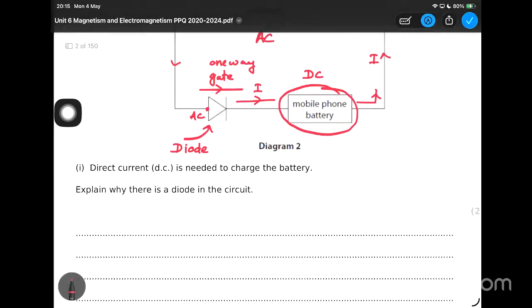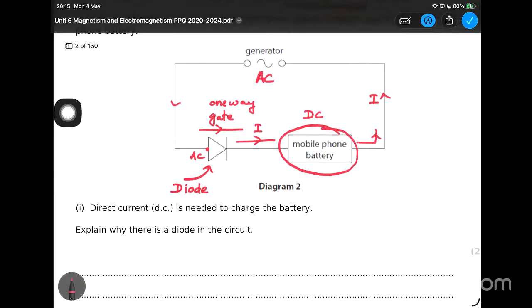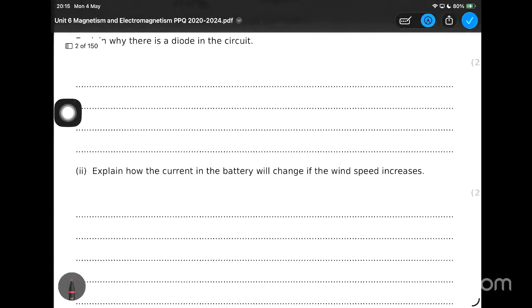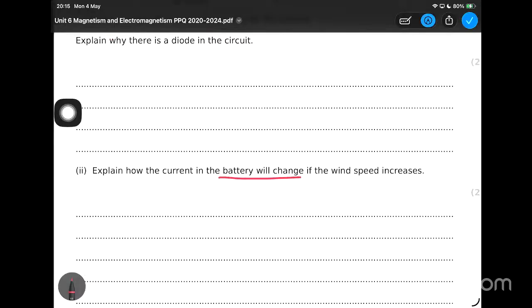So the explanation I gave in the previous case, right? When we use a diode, what will happen? The current will be moving only in a given direction, right? Okay. Explain how the current in the battery will change if the wind speed increases.